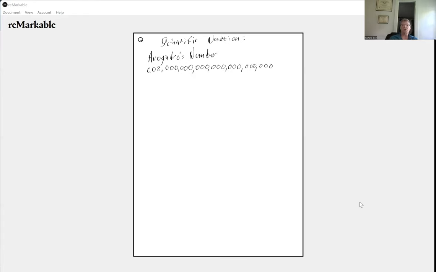1, 2, 3, 4, 5, 6, 7, 8, 9, 10, 11, 12, 13, 14, 15, 16, 17, 18, 19, 20, 21, 22, 23. If we're talking about Avogadro's number, we're talking about that many. Would you like to write out that number of zeros every single time you talk about Avogadro's number? Because I don't. This is how many is in one mole.